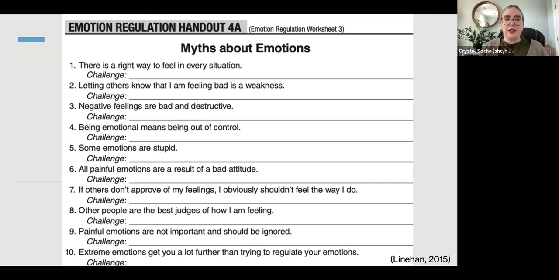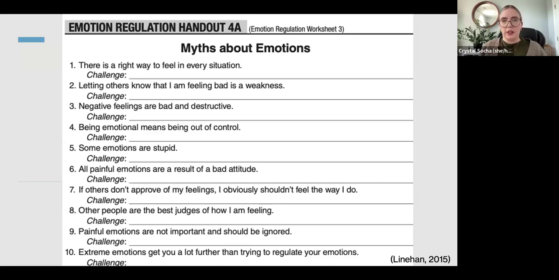If we believe that there's a right way to feel in every situation, we may struggle with trying to figure out how to feel the quote right way. If we believe some emotions are stupid, we may be suppressing or pushing back emotions. If we believe painful emotions are not important and should be ignored, okay, well, I'm never going to ask for comfort, or I'm not going to try to comfort myself in those difficult times.